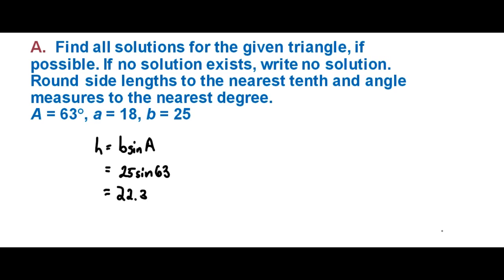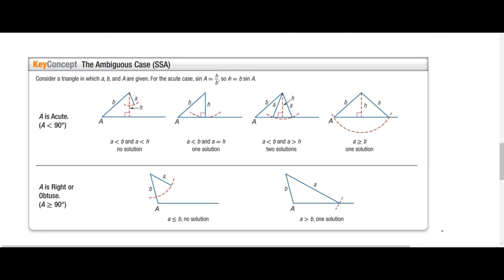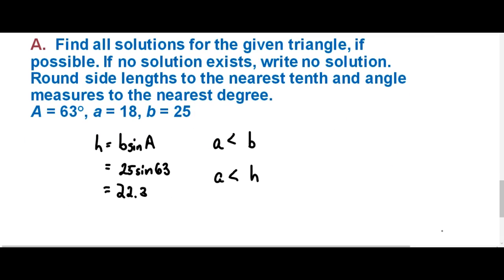Notice now I have two conditions here. A, again, is less than B. A is also now less than H. When A is less than B and A is less than H, we have this scenario here, so there is no solution for this triangle.